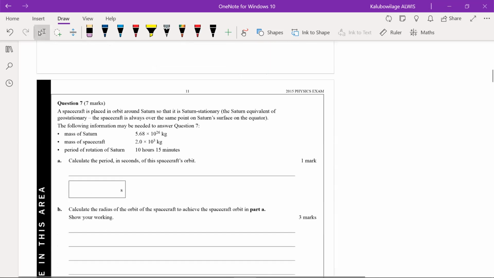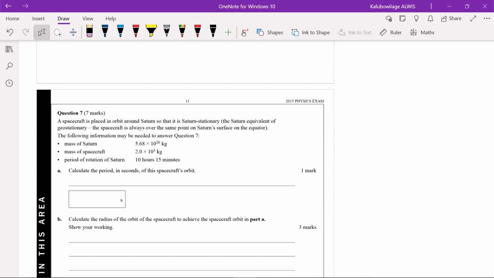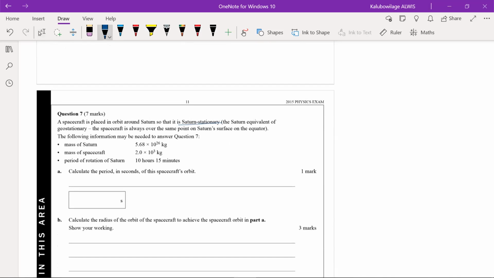A spacecraft is placed in a Saturn stationary orbit. Period in seconds. So Saturn stationary will be the same. The period of rotation of Saturn will be equal to the period of the spacecraft. T equals 10 times 60 plus 15 times 60.